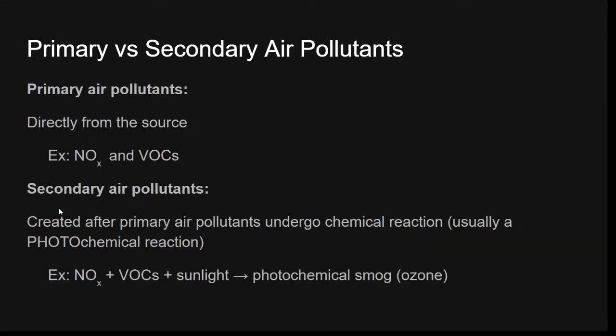Okay, almost done. Let's talk about the difference between primary and secondary air pollutants. So remember, primary means first, secondary means second. A primary air pollutant is something that is directly from the source, coming right out of the tailpipe or the emissions pipe. So NOx's and VOCs, volatile organic compounds, and nitrogen oxides. Both of those are primary air pollutants. They were created from the combustion of coal, oil, natural gas. Once those compounds get into the air, they can undergo other chemical reactions, and they can become something else. If that happens, it's called a secondary air pollutant.